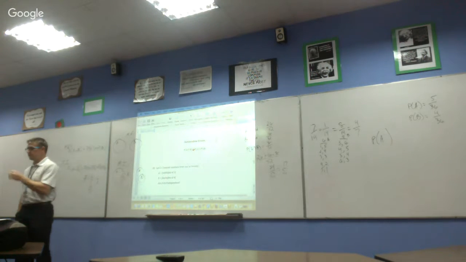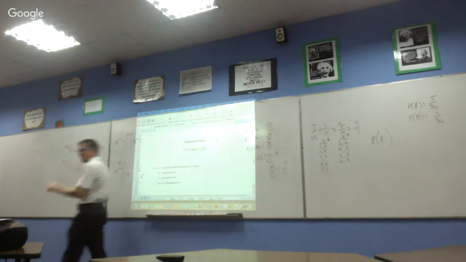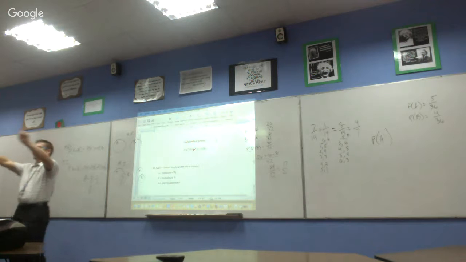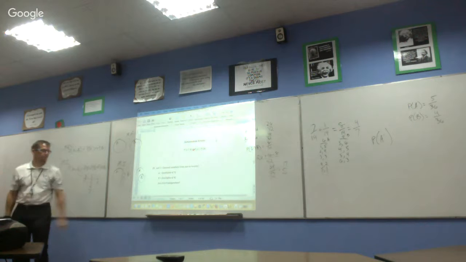When you're trying to show that event A and event B are independent, you need to show that the product of their probabilities is equal to the probability of the intersection. Oh, that makes sense. Okay, so be careful.